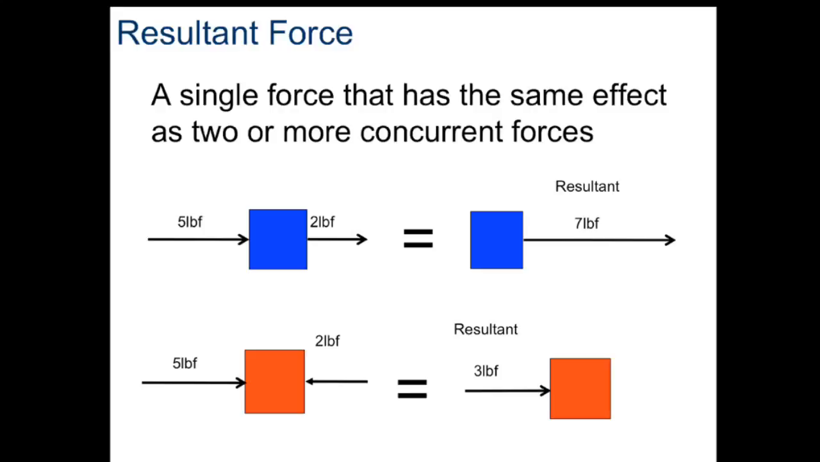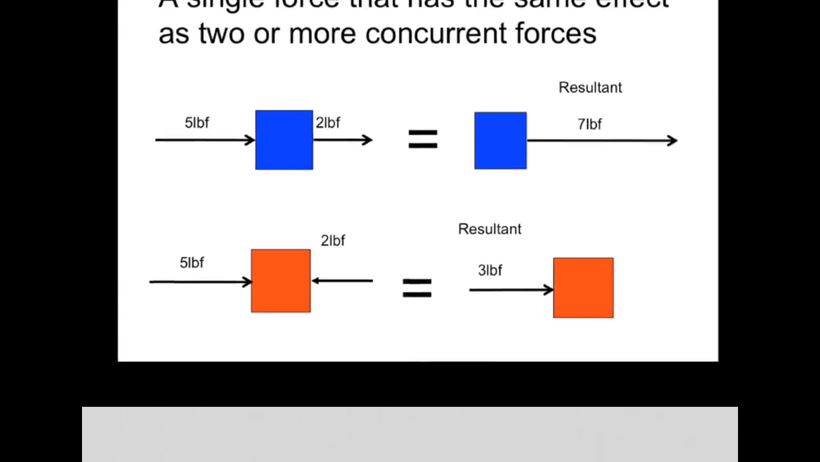If they're acting in opposite directions, you subtract the 2, because this would be a negative x component and this would be a positive. So 5 minus 2 is 3 in this direction. On this object, it feels like it's just being pushed with a 3 pound force.